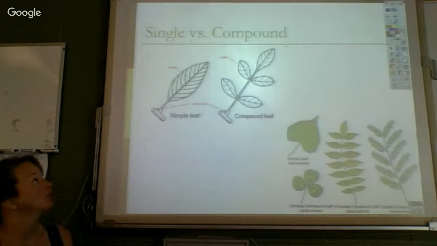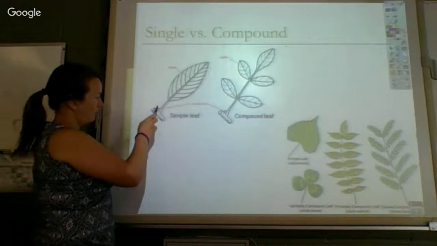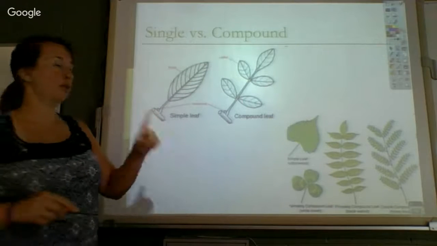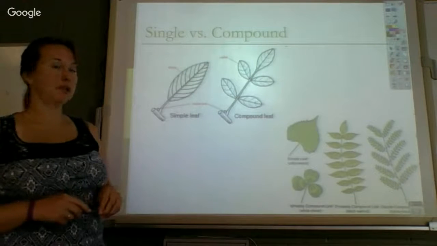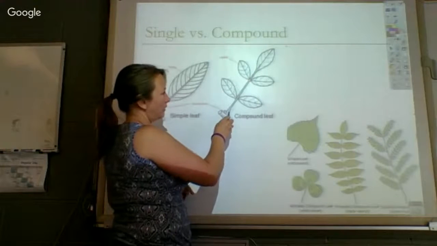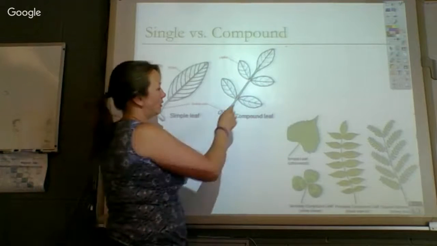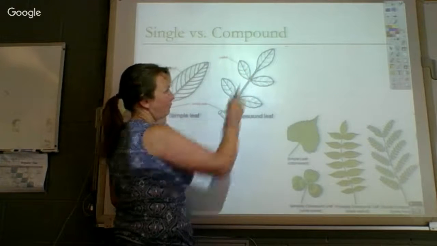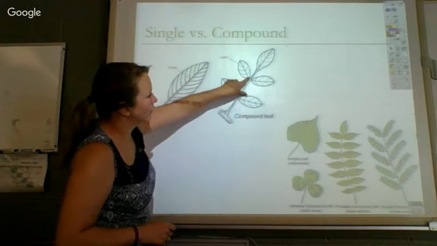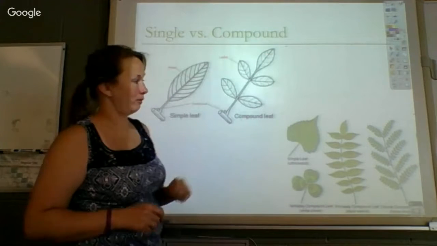Here's a picture. So a simple leaf, we've got a stem, an auxiliary bud, a petiole, and a leaf blade. Okay, so one leaf, one petiole, one auxiliary bud. The compound, we have a stem and an auxiliary bud, but on this, what you would call petiole, it's not called a petiole now, it's called a rachis. There are 5 different leaflets. There's not an auxiliary bud at each of these spots. So there's one auxiliary bud here, and then all of those leaflets coming off.